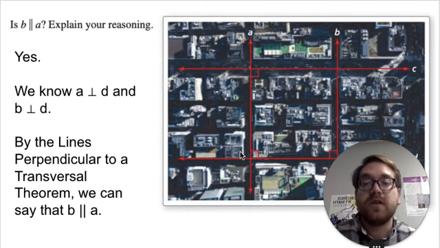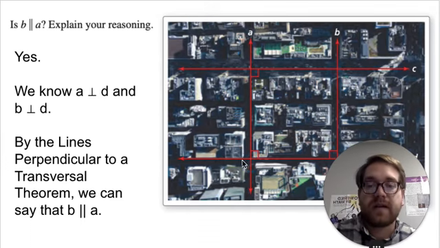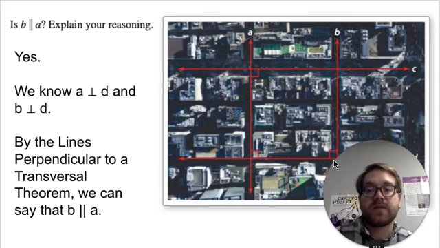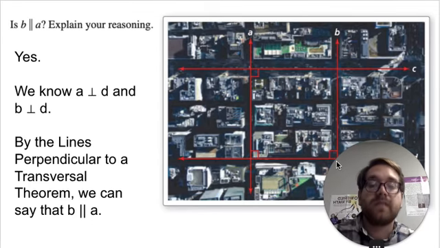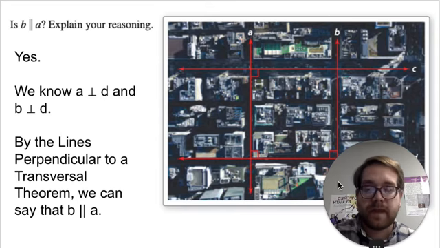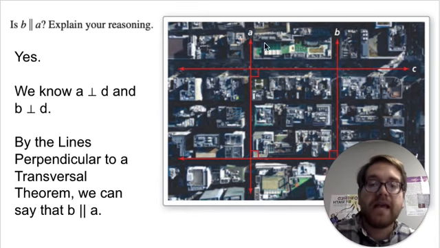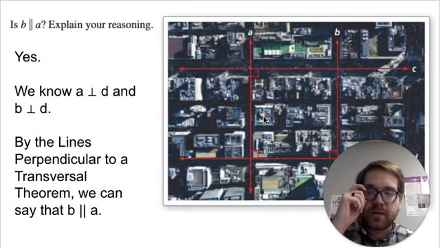So we need to look at, what do we know? We know that A is perpendicular to D, and B is also perpendicular to D. Well, we learned a theorem, the lines perpendicular to a transversal theorem, that says if two lines are perpendicular to the same line, then those two lines are parallel to each other. So since A is perpendicular to D and B is perpendicular to D, A and B are parallel to each other.